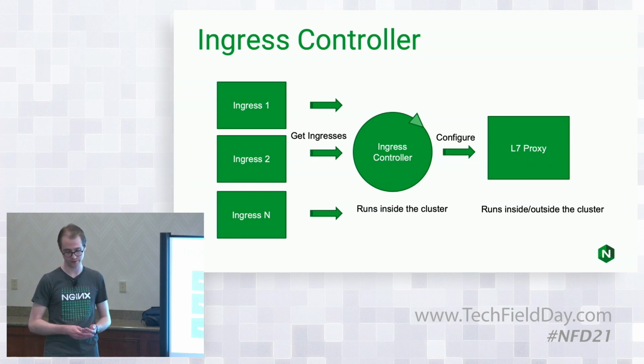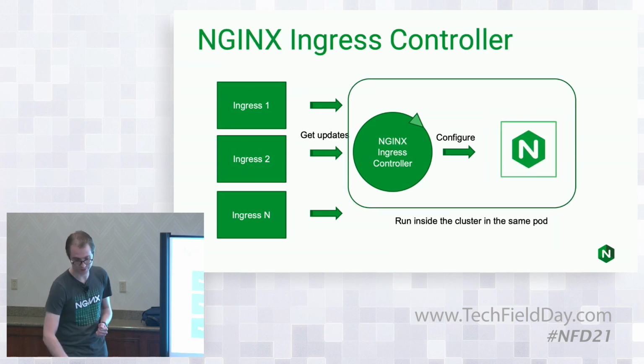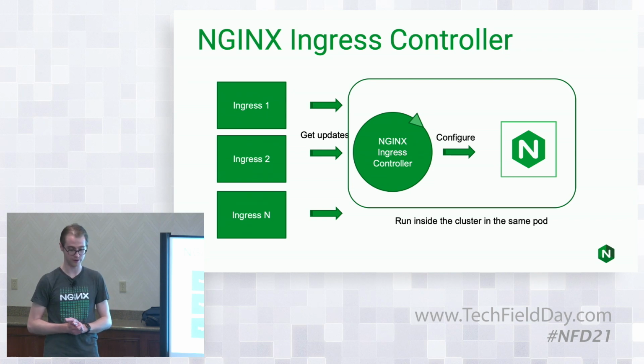That load balancer can be something that runs inside the cluster, or something that's external to the cluster, such as a cloud load balancer or an F5 BIG-IP device. In the case of NGINX, the NGINX Ingress Controller runs inside the cluster, in the same pod and same container as NGINX. This allows us to run NGINX in Kubernetes. We don't run it outside of the cluster. We run it inside the cluster.